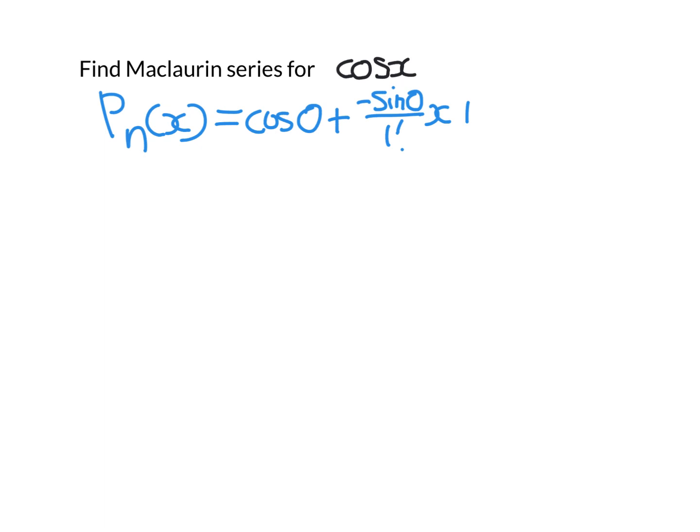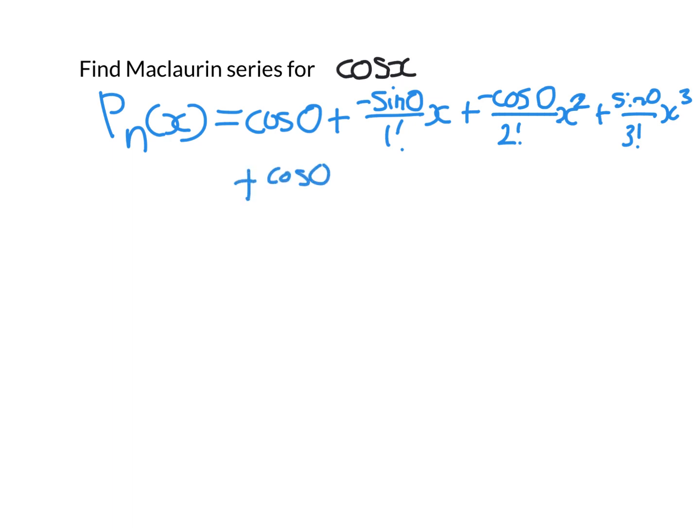The next one will be the second derivative of cos evaluated at 0. So the derivative of minus sine is negative cos. So it'll be negative cos of 0, all divided by 2 factorial times x squared. All right, what's the derivative of negative cos x? Well, it's back to sine. So the next term will be sine of 0 over 3 factorial times x cubed. And it sort of goes on in this cycle. The next one, it will be cos of 0 divided by 4 factorial times x to the power of 4.